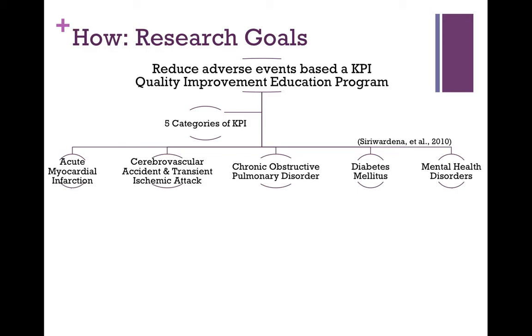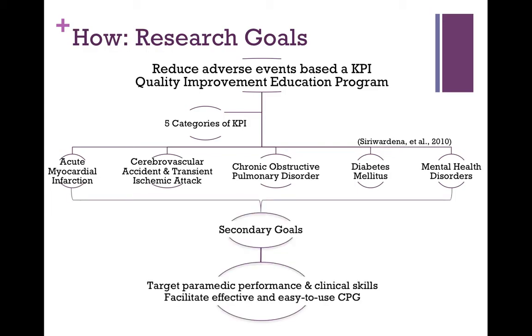These metrics also focus on clinically relevant outcomes rather than all possible patient interactions, meaning benign occurrences are discounted and documentation errors will not become the focus of quality review and assurance. Some secondary goals include targeting paramedic performance and clinical skills, as well as facilitating effective and easy-to-use clinical practice guidelines.